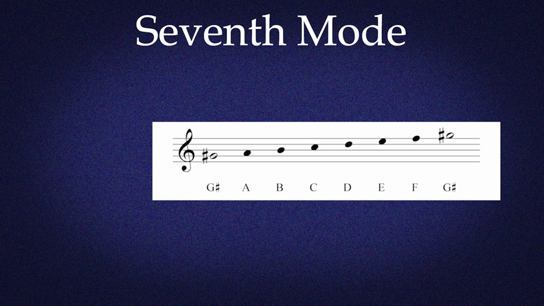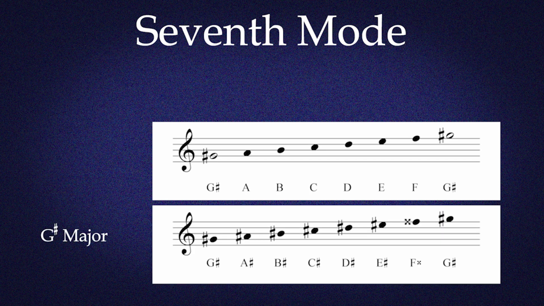The seventh mode would be G sharp, A, B, C, D, E, F, and G sharp. This is a little harder to recognize because it's another one of those times where we need to compare it to a major scale that doesn't usually exist.